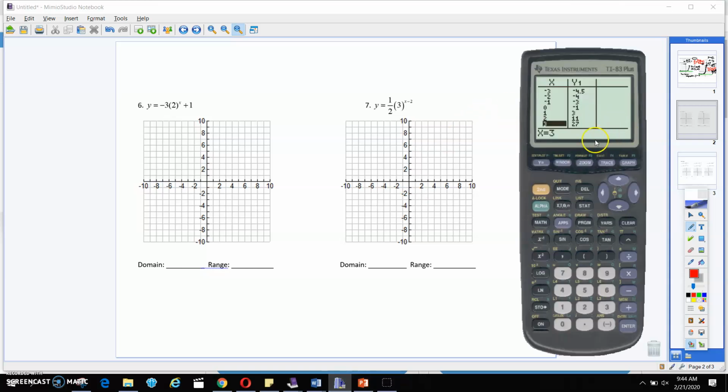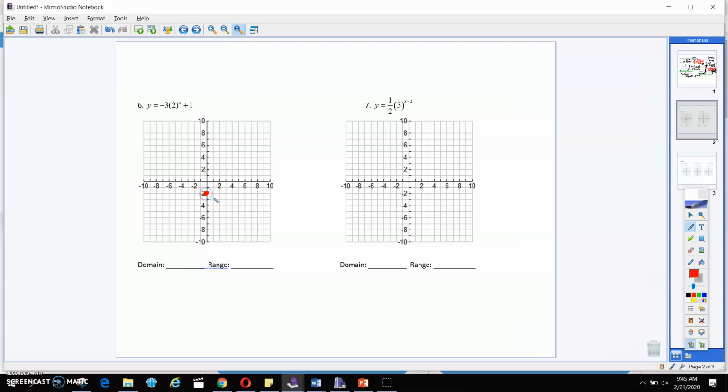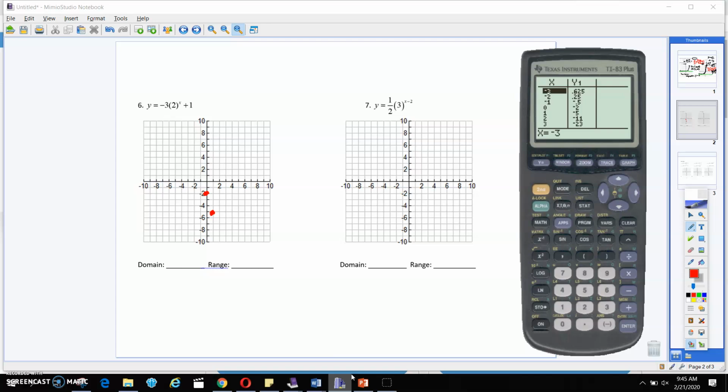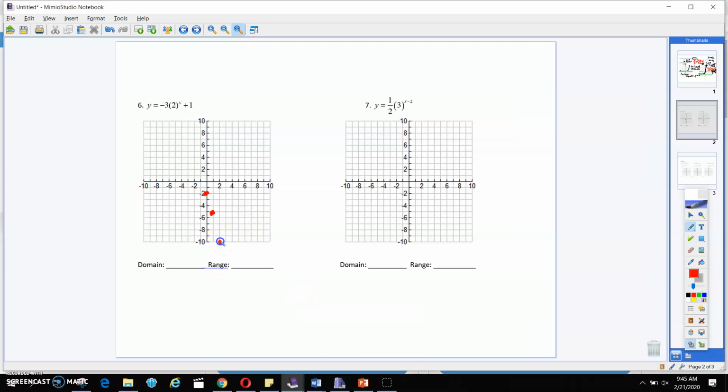Okay, if I'm going to put this into my calculator, I'm going to hit that y equals button. I'm going to hit negative 3, parentheses 2, raised to the x. I would put parentheses around that x because otherwise it's going to give you something funky. Plus 1. I'm going to hit second table. That's going to pull up my table so I can graph it. So I'm going to have a point at 0, negative 2, 1, negative 5, 2, negative 11.